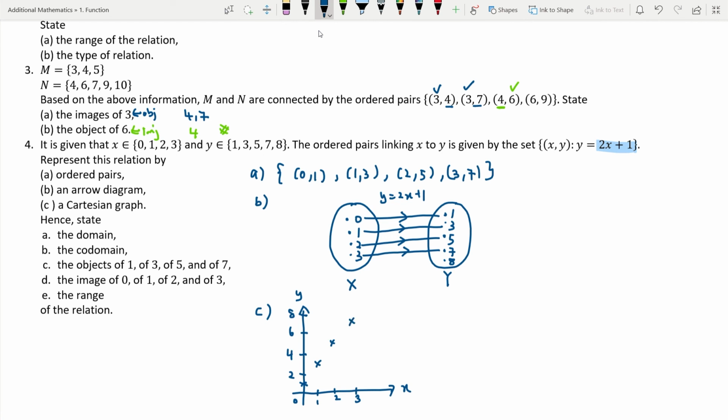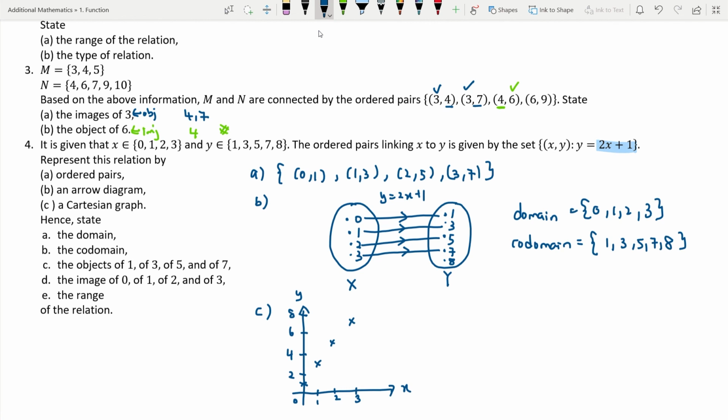Okay, next, the domain. The domain will be the elements in set x. So we have 0, 1, 2, and 3. Codomain will consist of all the elements in set y. So it will be 1, 3, 5, 7, and 8.